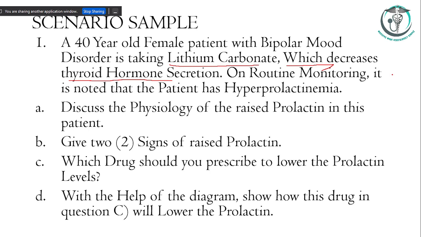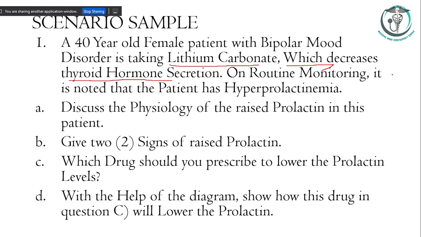B, give 2 signs of raised prolactin. So if someone has raised prolactin, how would you tell? Okay, I'll give you one example. They'll be producing milk. Someone doesn't have any children, they're not pregnant, but they're producing milk. Okay, it's a sign that they have hyperprolactinemia. But I want you to find out the second sign. It's homework for you.